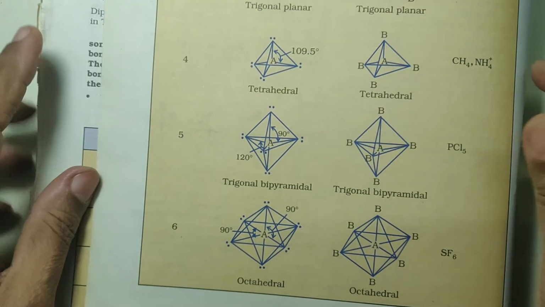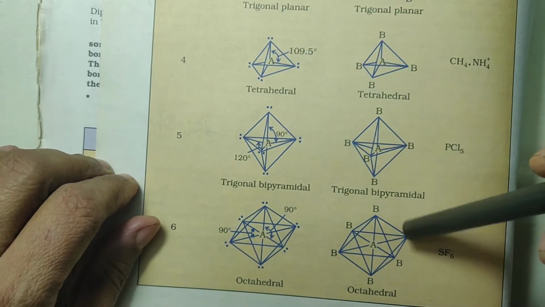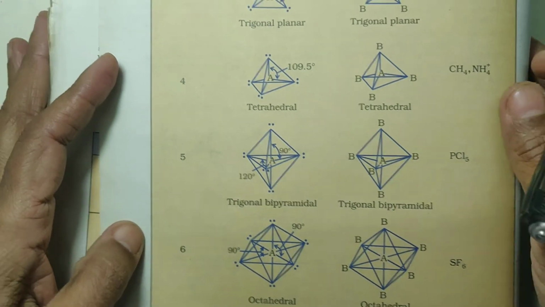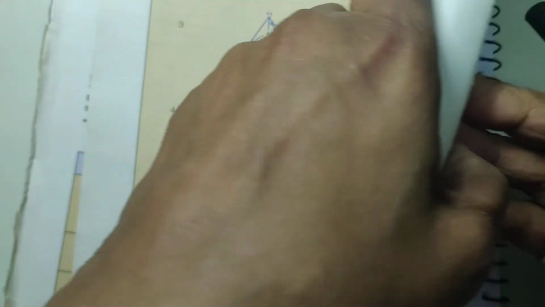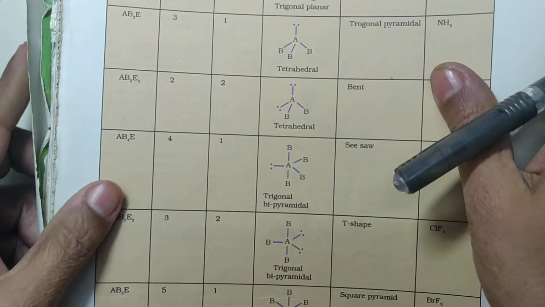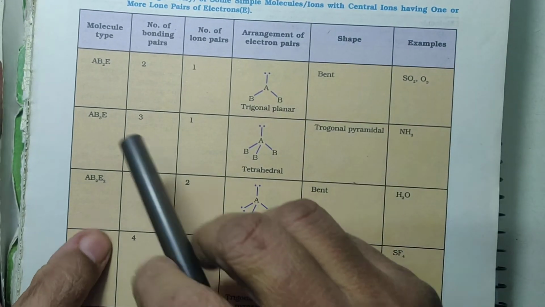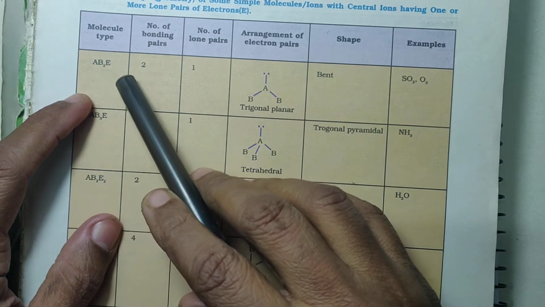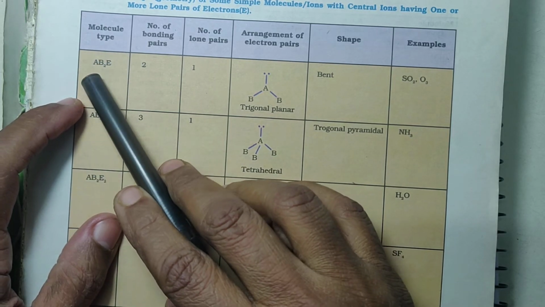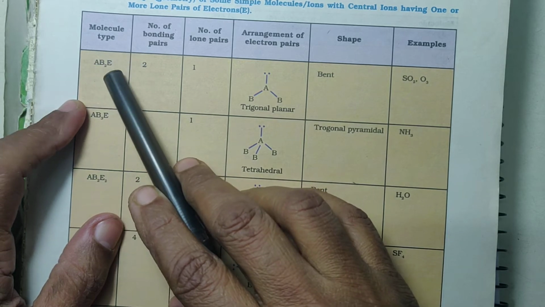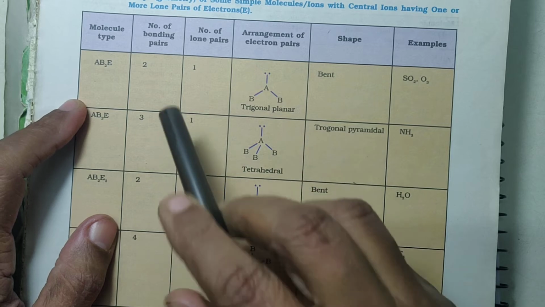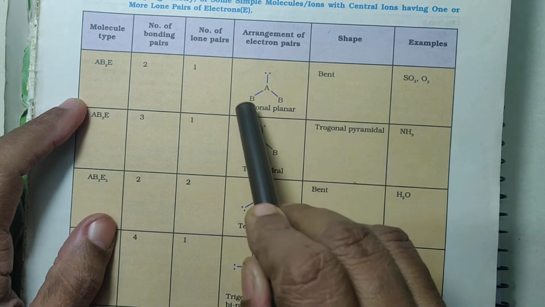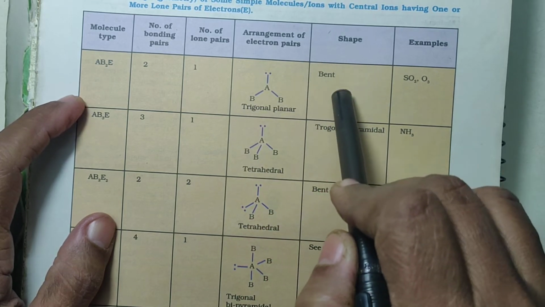Hedra means face. So all these molecules, the central atom is surrounded only by bond pairs. There is no lone pair in any of the central atoms. Now if you consider the other examples, like in the case of AB2E, this E represents lone pair. A is the central atom. It is surrounded by 2 B atoms and 1 lone pair. 1 E means 1 lone pair. So there are 2 bond pairs and 1 lone pair and the arrangement is trigonal planar. Since the atoms are only 2 in number, you will have the shape to be bent.